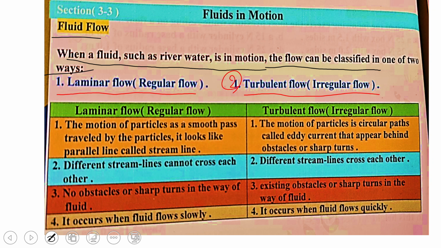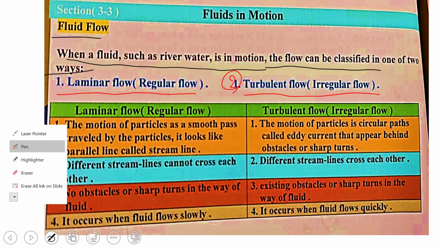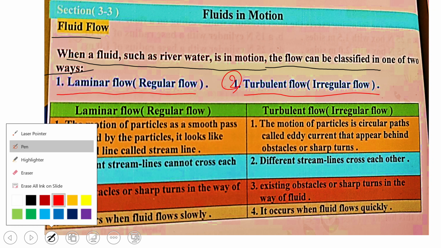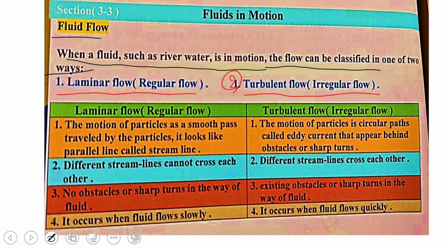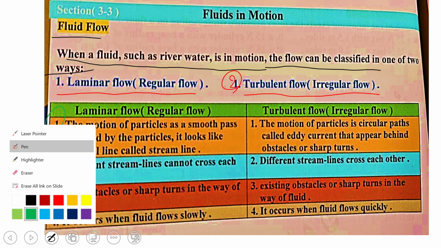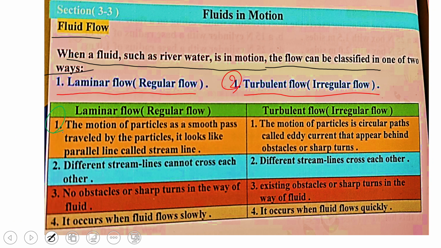Students, look, we have two types of moving fluid. First one, laminar flow or regular flow. The second one, turbulent flow or irregular flow. Let's talk about the first type of moving fluid. First type, it's written, laminar flow: the motion of the particle is a smooth path traveled by the particle. It looks like parallel lines and it's called a streamline.